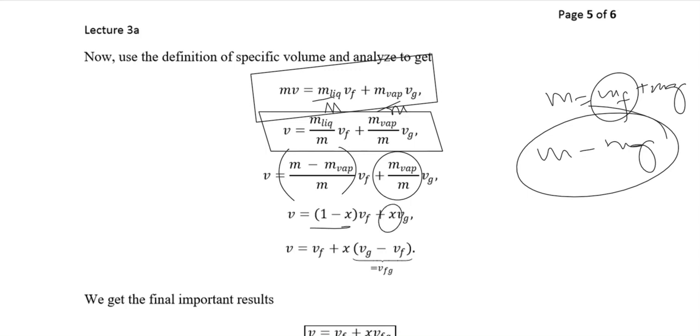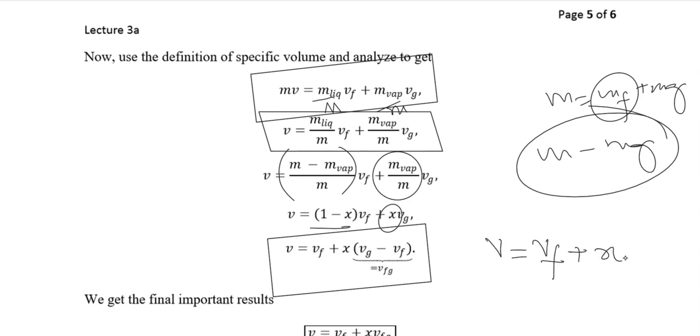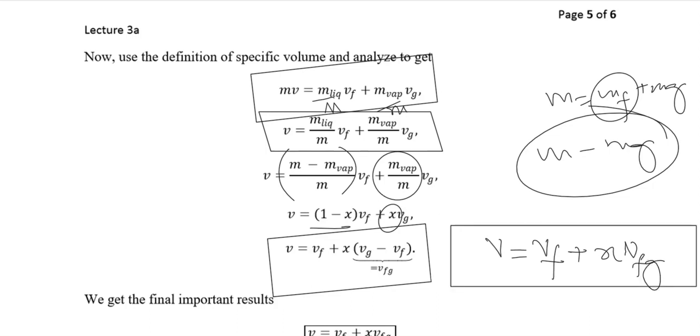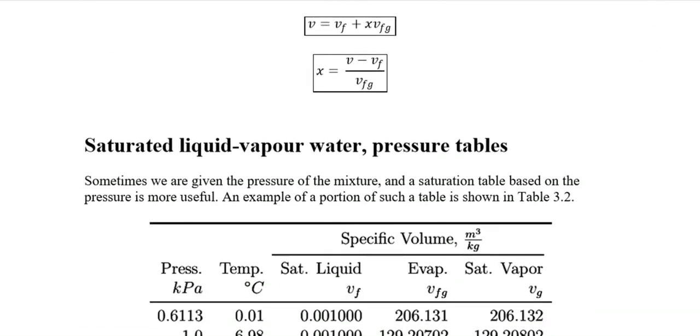So rewriting it, we would have v is equal to vf plus x times (vg minus vf), or in other terms, v is equal to vf plus x vfg. We will be using this formula very much in our next lectures. And now we can define quality in terms of volume as well.